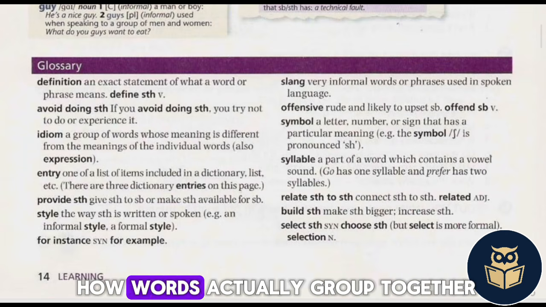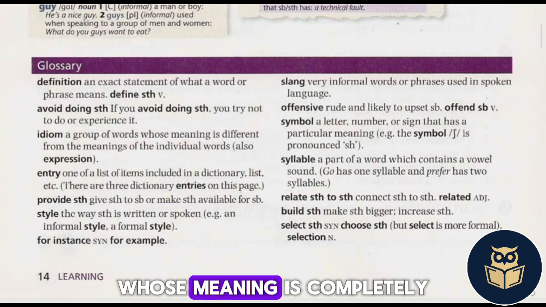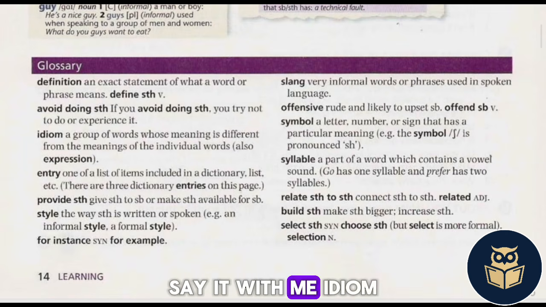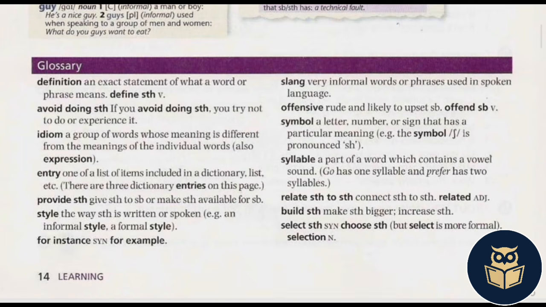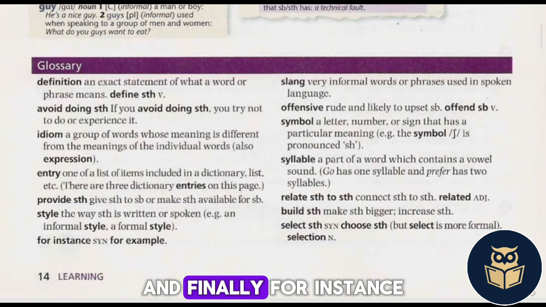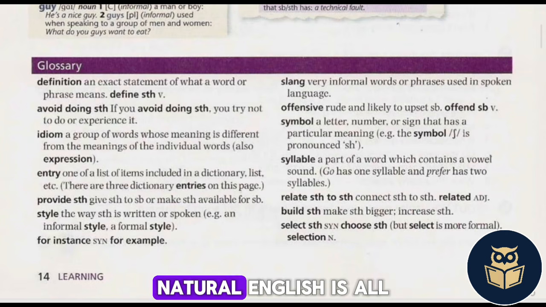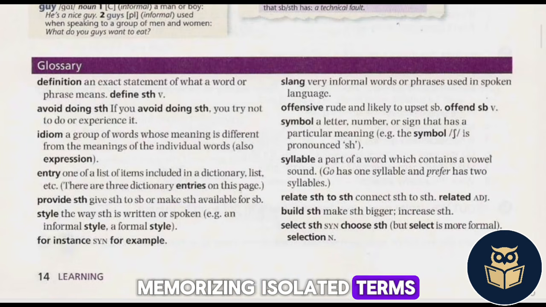Moving right along to how words actually group together in English. An idiom is a group of words whose meaning is completely different from the meanings of the individual words themselves. Say it with me, idiom. Next is collocation. This refers to words that naturally just go together in English, like saying make a mistake rather than do a mistake. And finally, for instance, which is simply a very handy synonym for example. This really brilliantly illustrates how speaking natural English is all about learning word partnerships, not just memorizing isolated terms.